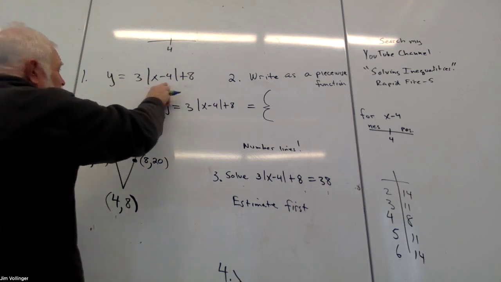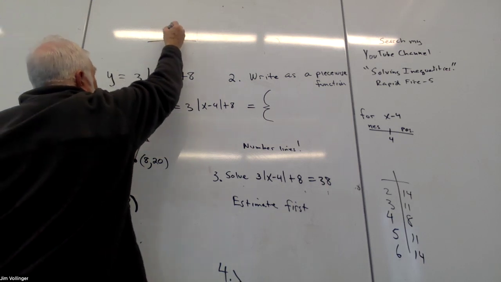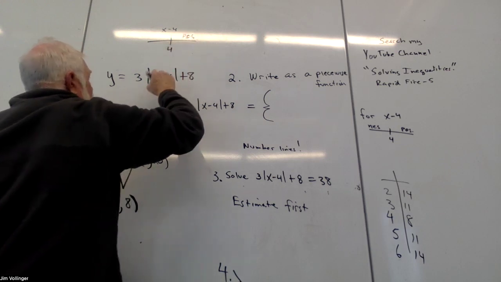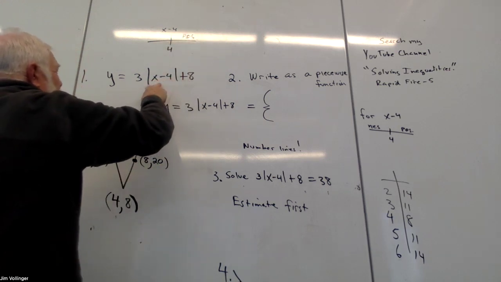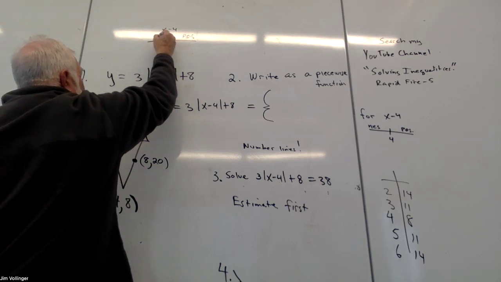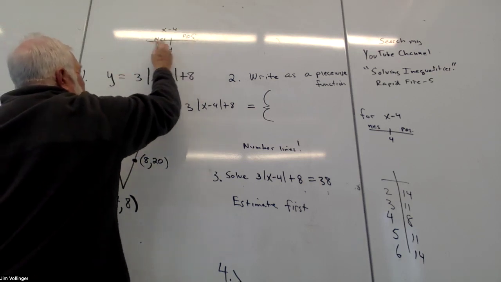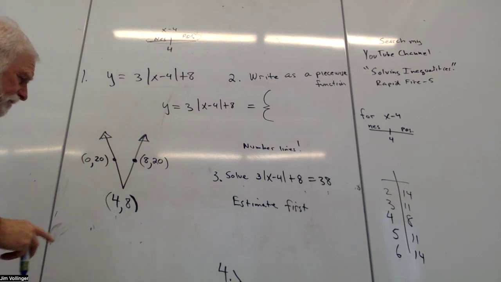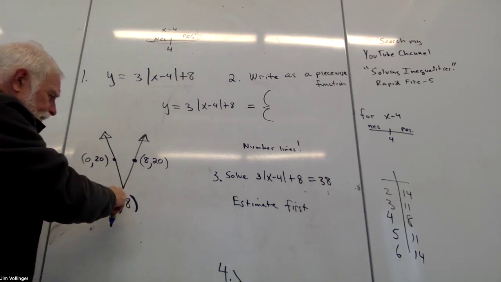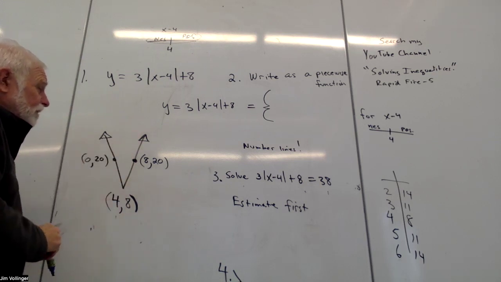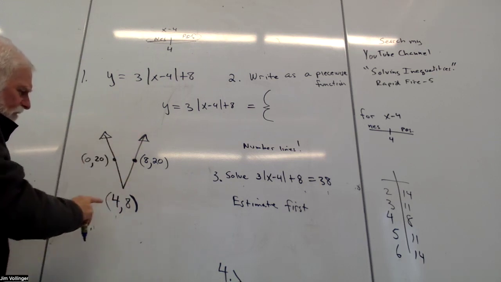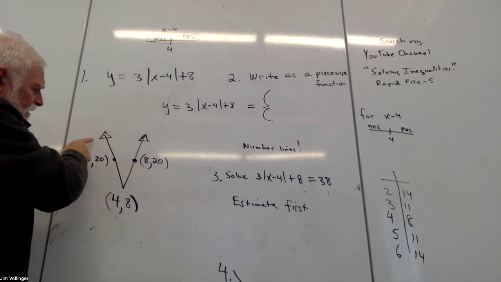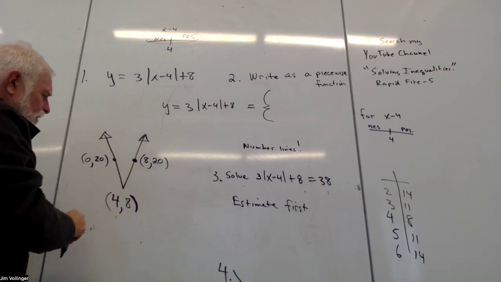Well, if you put a number bigger than 4 into x minus 4, you get a positive. And if you put a number x less than 4, you get a negative. But the absolute value is going to do what? It's just going to measure distance, and distance is always positive. So that's why it's changing signs here. We're changing directions, I should say. So what do we have? We have a shared coordinate, 4, 8. And we have a decreasing function and then an increasing.